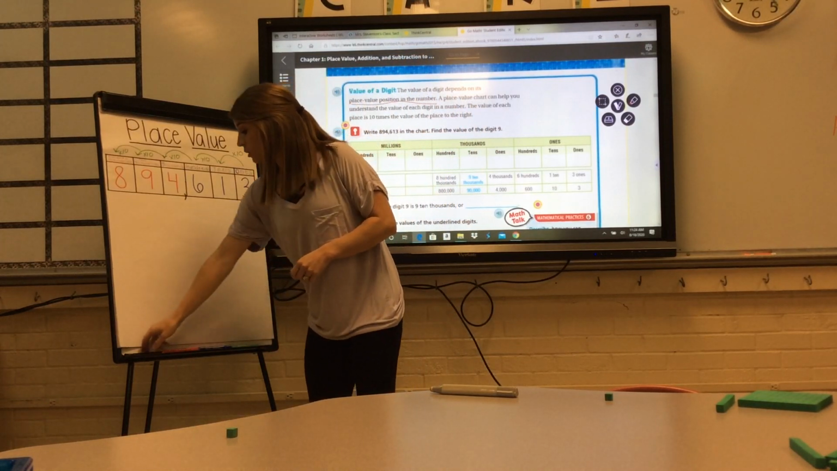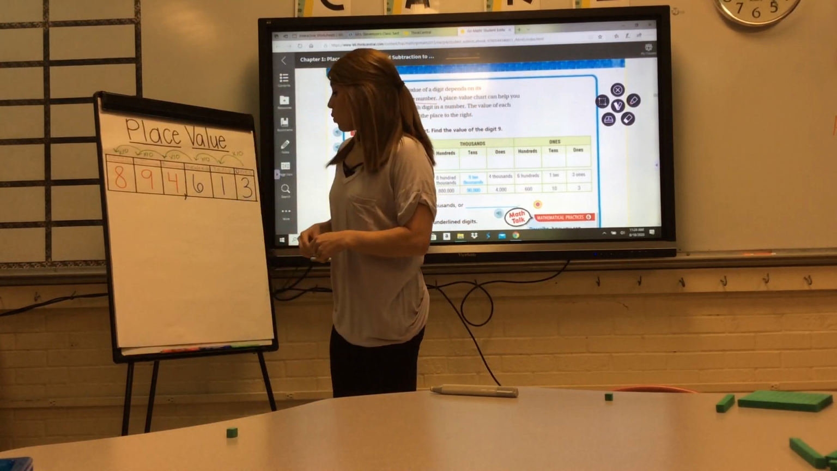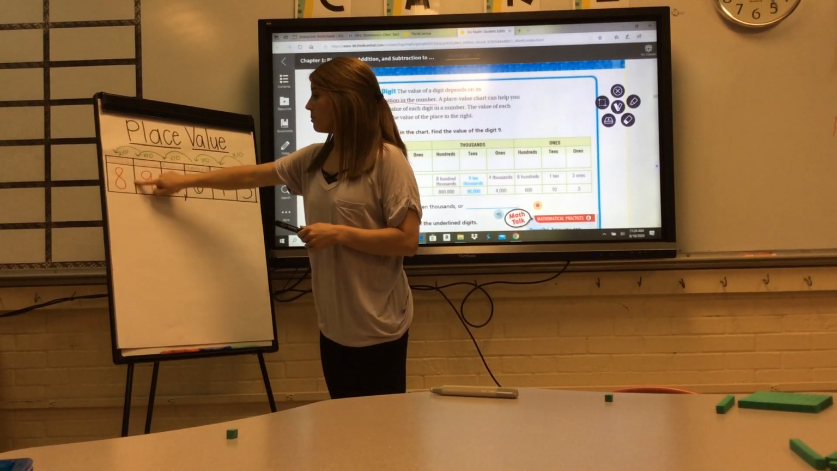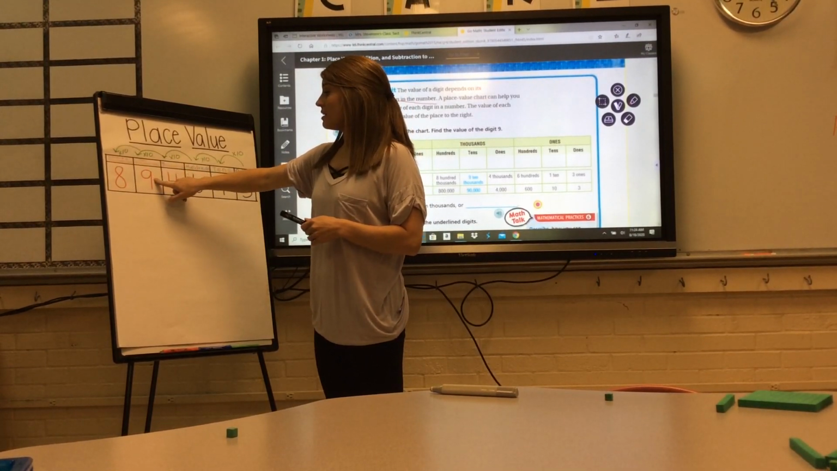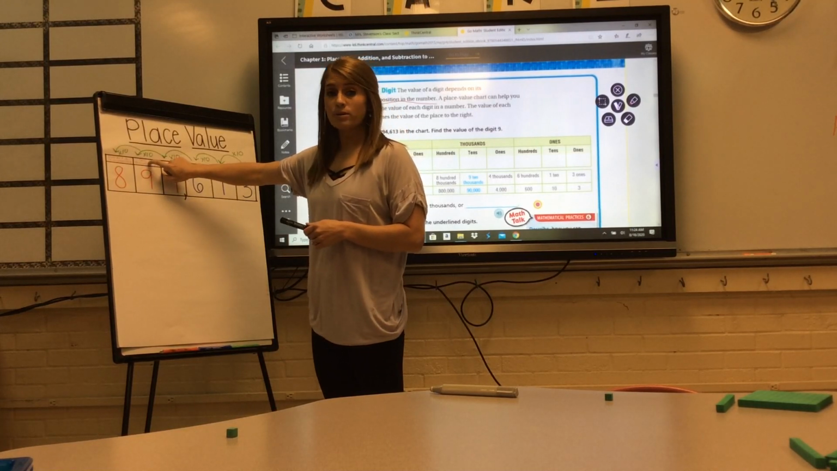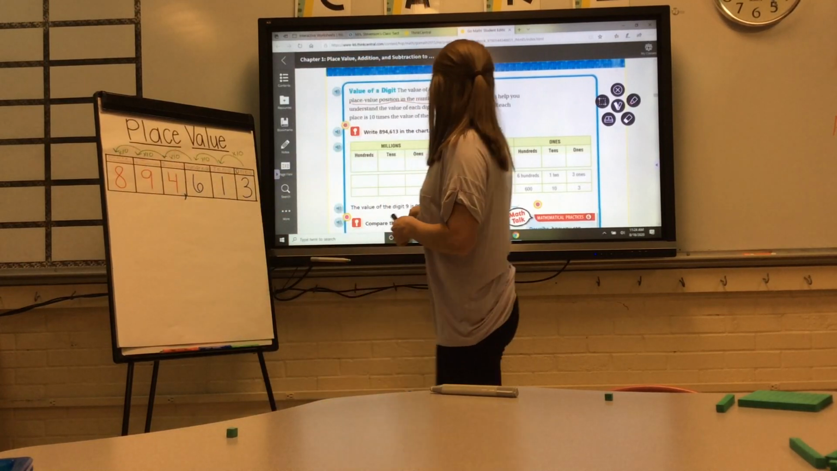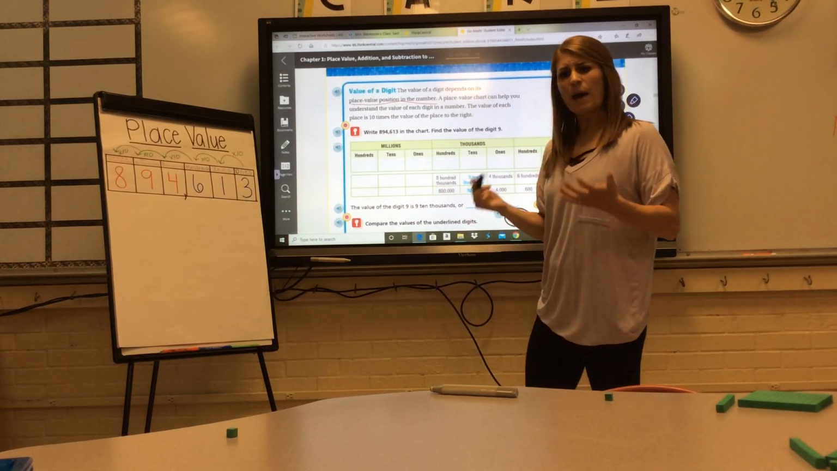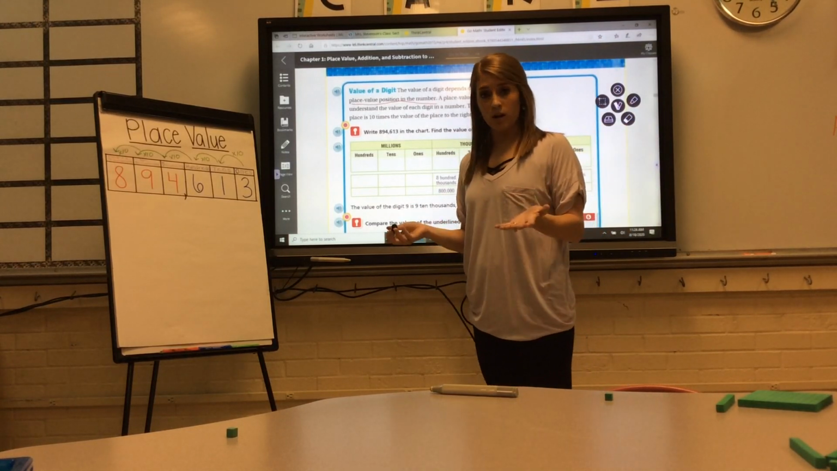So if we are looking for the value, what I would do is I would look at where that number is. My 9 is in the 10,000s place. So I've got 9 10,000s. But how much is 9 10,000s worth?